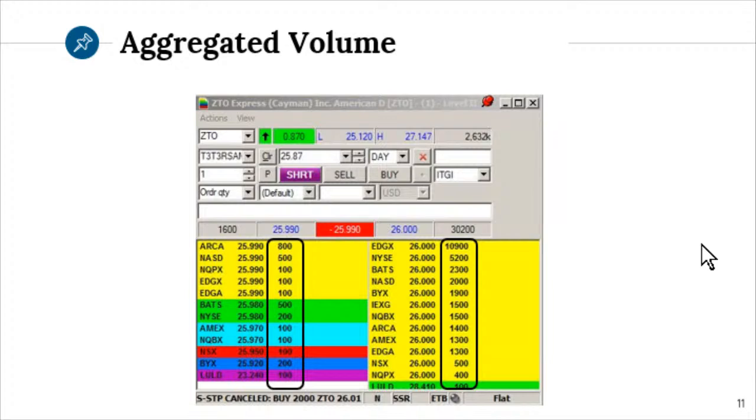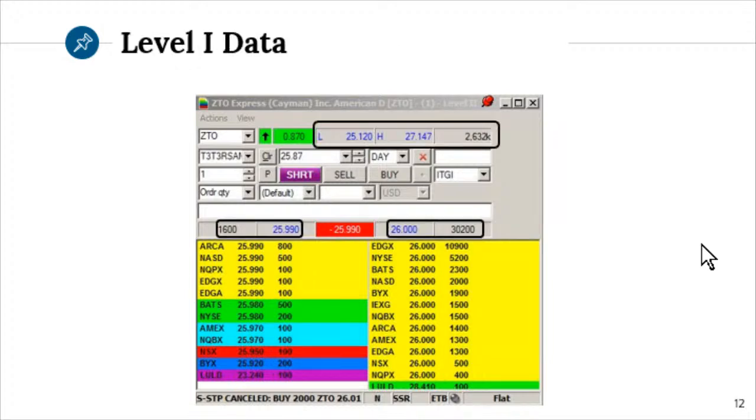Okay, level 1 data shows you the highest bid, highest ask, the total volume at each, and the low of the day, high of the day, and total volume for the day. That's level 1 data. Okay, so level 2 data shows you the depth.